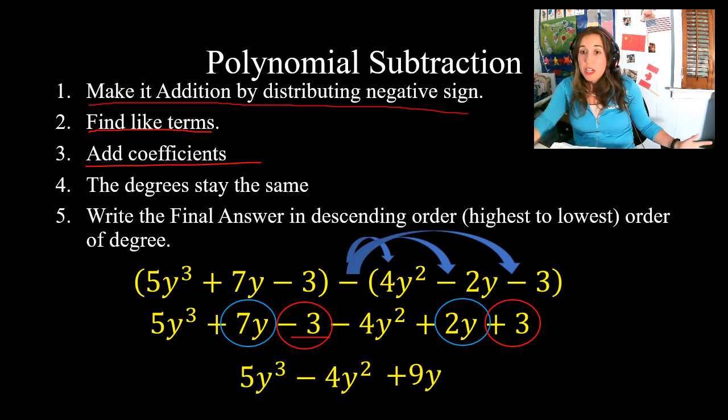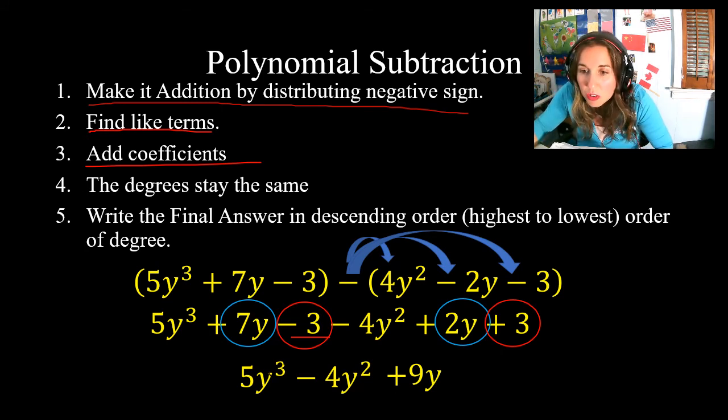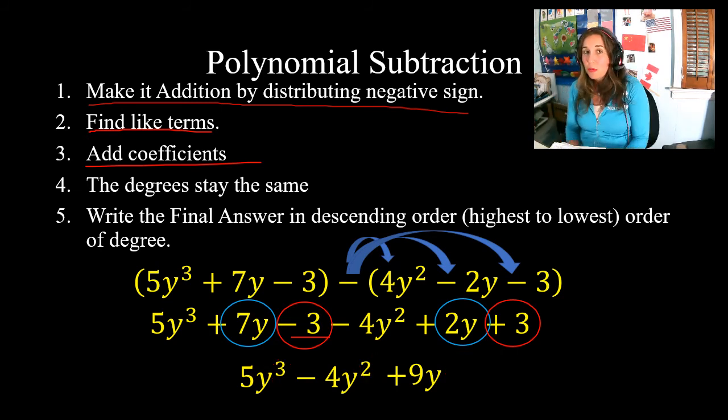So we need to make sure that our final answer is in descending order of degree. Did we start with our highest degree and move to our lowest degree? Yes, we started with degree 3, then went to degree 2, and then degree 1. It's like there's that little invisible 1 there. So this is in descending order. All right, and that is polynomial subtraction.